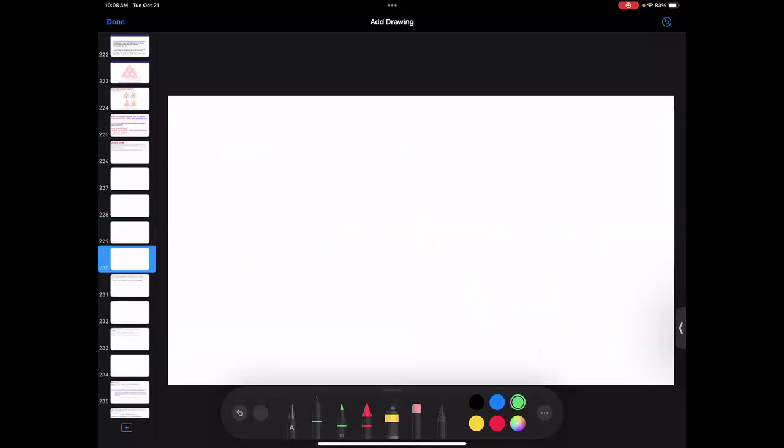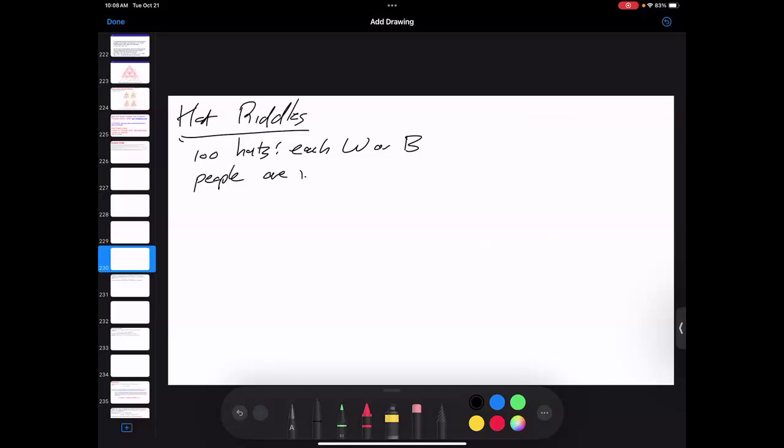I will give you a problem to think about for next time. This is one of the many hat riddles. So you have 100 hats. Each is white or black. The people are in a line. Person K sees 1, 2, ... K minus 1, and no one else.